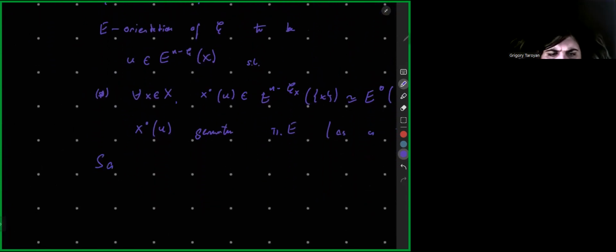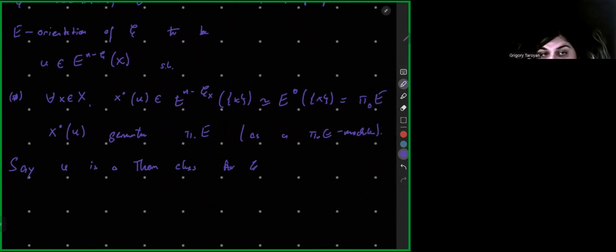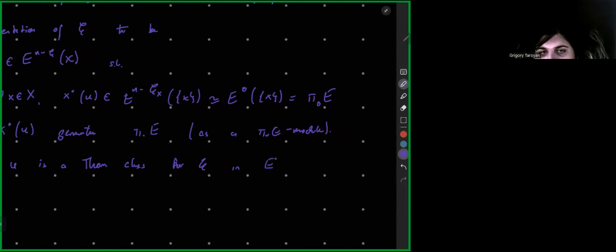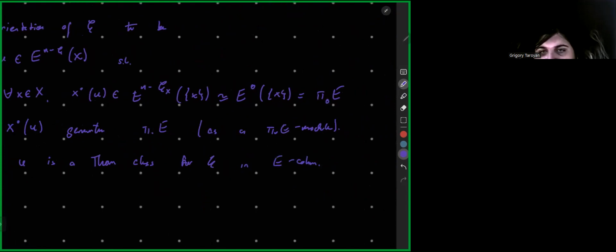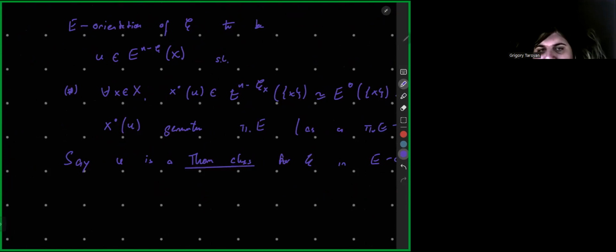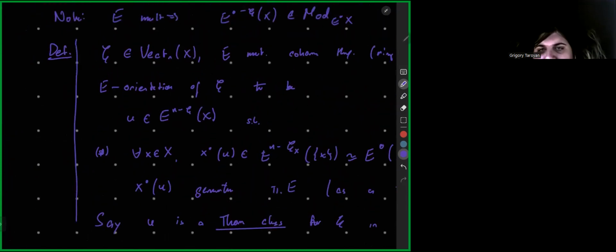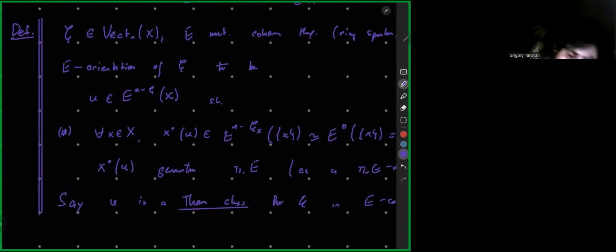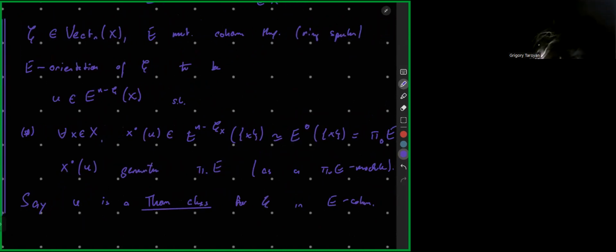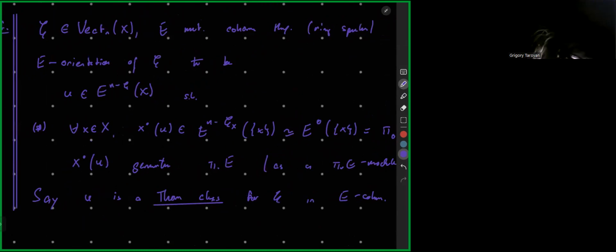And then if this is the case, we say that U is a Thom class for zeta in E cohomology. Of course, this terminology comes from the traditional Thom isomorphism theorem, which says that every rank n vector bundle on your space has a Thom class, and it induces this isomorphism that lets you shift degrees on cohomology.